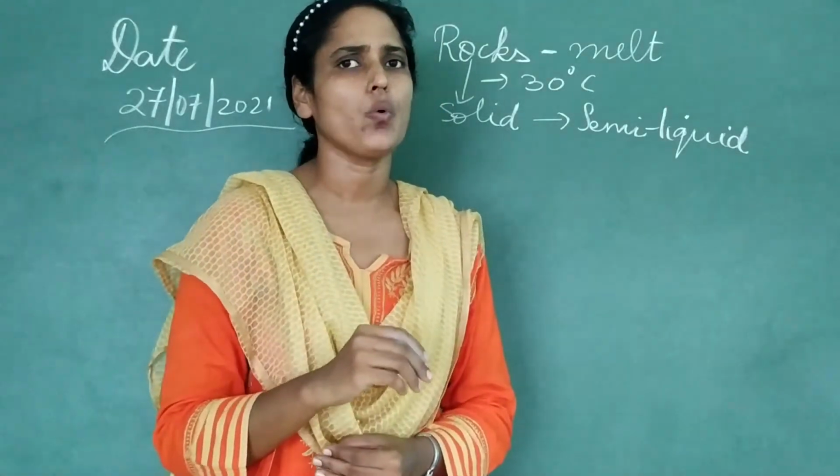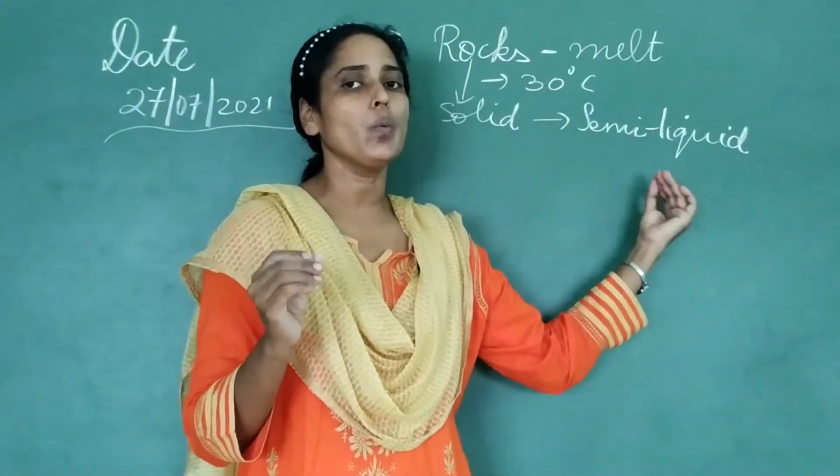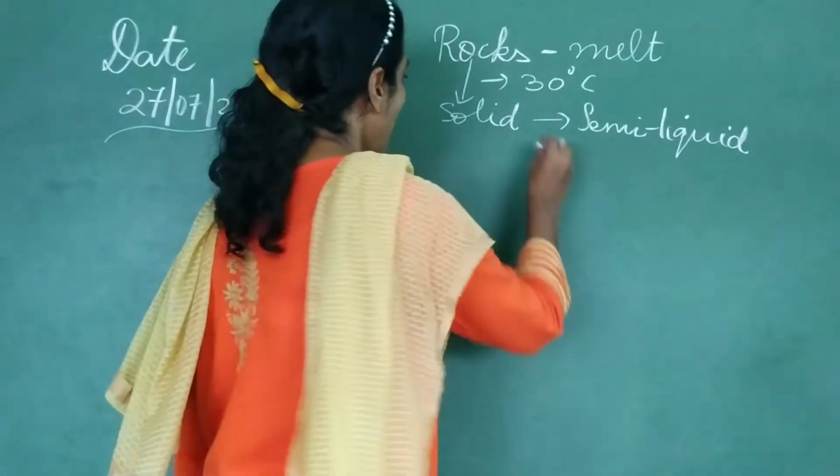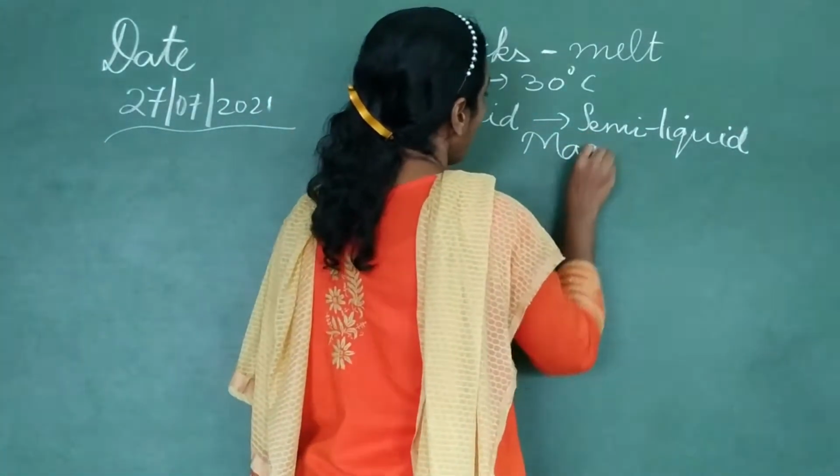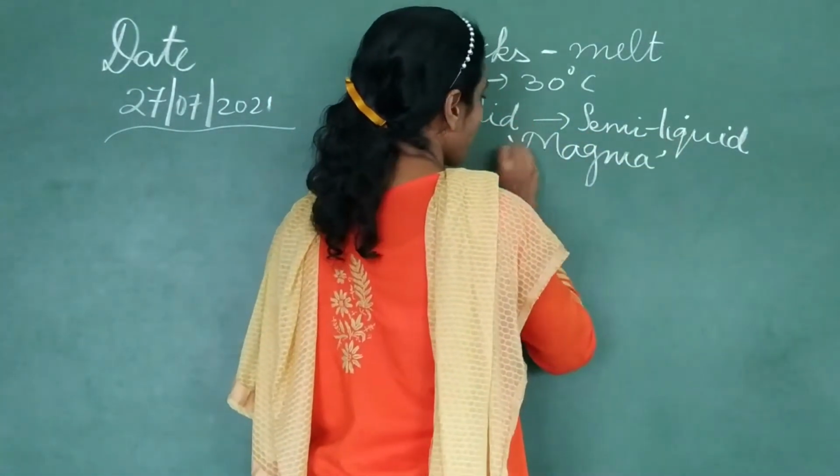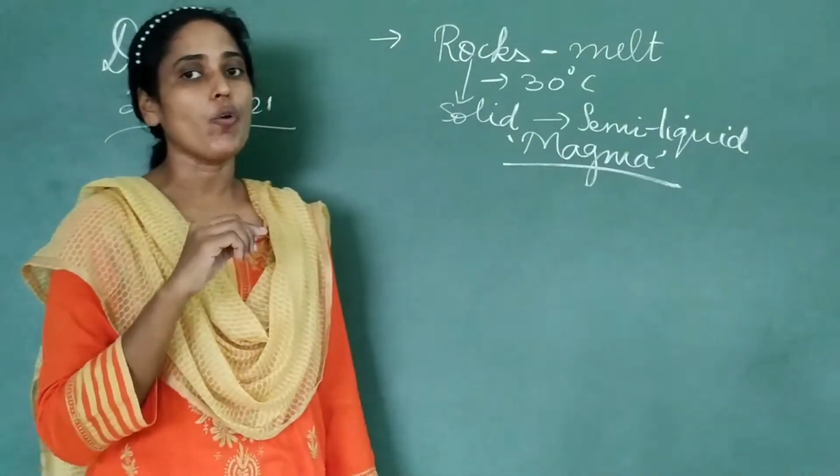And this molten liquid is known as magma. What is it known as, students? Magma. So what is magma? Magma is a term used for volcanic eruption.